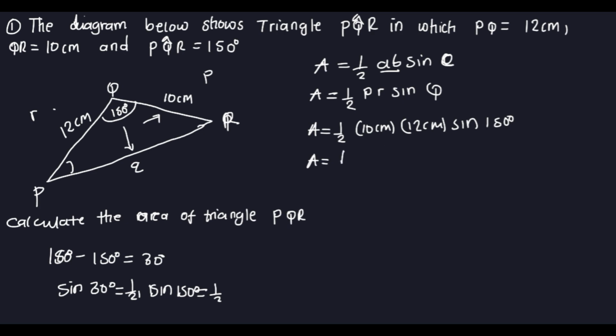So we can now do this. 10 is same as 5 times 2. Then 12 is same as 6 times 2. Then sine 150 is half. So let's cancel. We'll cancel these numbers. So our final answer, area is equal to 1 times 5 is 5, times 6 is 30. Centimeter times centimeter, we have squared centimeter.